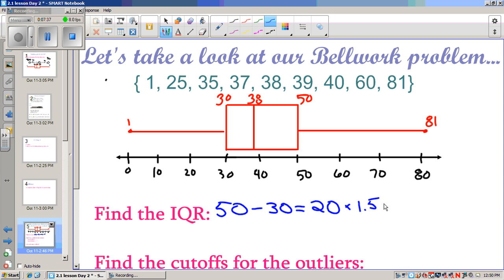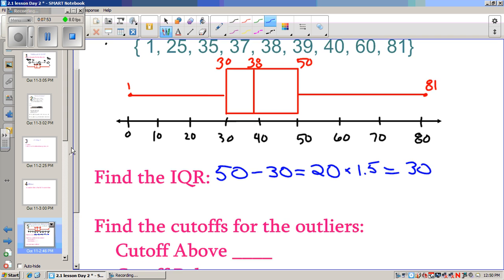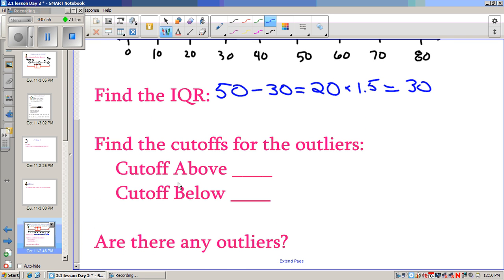When we multiply our 1.5 times our IQR, we end up with 30, which happens to be our first quartile. Please do not assume that that is always the case. That is just a mere consequence of this problem. Once we get that 1.5 times the IQR, we're going to find our cutoffs. We are going to take that number, that 30 that we just found, and add it to our third quartile and subtract it from our first quartile. The key here when finding our cutoffs is to put those quartiles first. Don't put the number we found first or you're going to get an incorrect answer on the cutoff below.